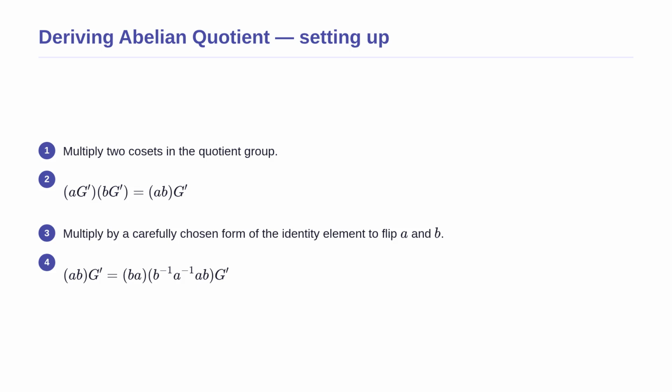We start with the standard rule for multiplying 2 elements in a quotient group. When we multiply the cosets AG prime and BG prime, we simply multiply their representatives A and B together and attach the normal subgroup G prime to the result. We now need to find a way to flip the A and the B inside the parentheses. To do this, we factor out the reversed product BA to the front and immediately follow it with its inverse to keep the equation perfectly balanced and mathematically true.